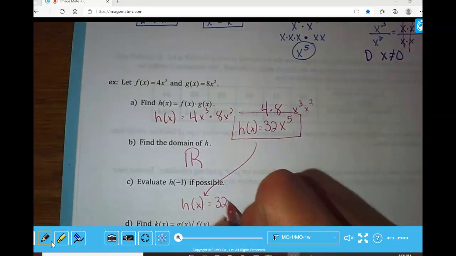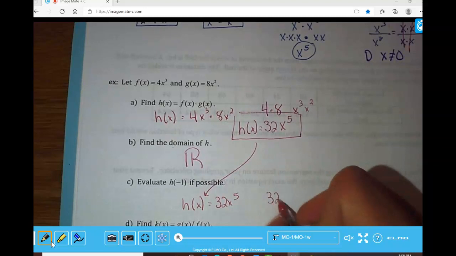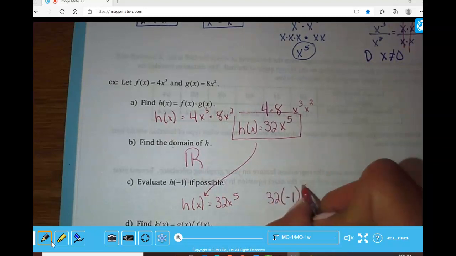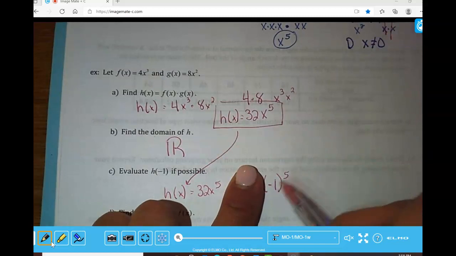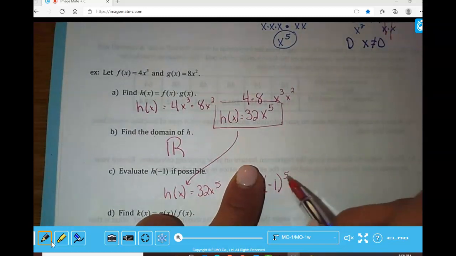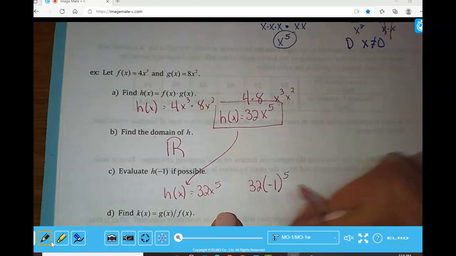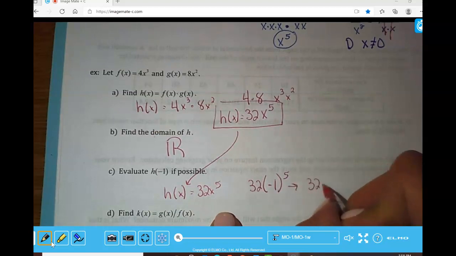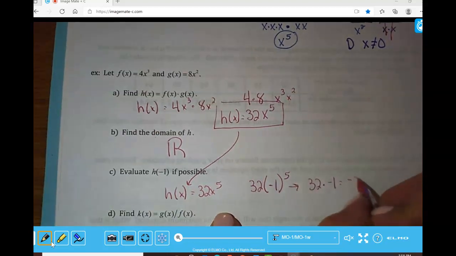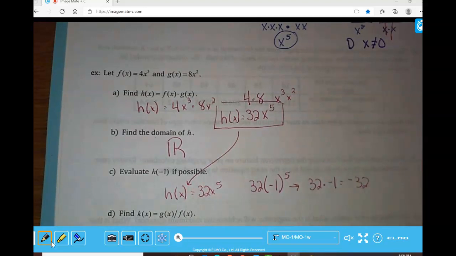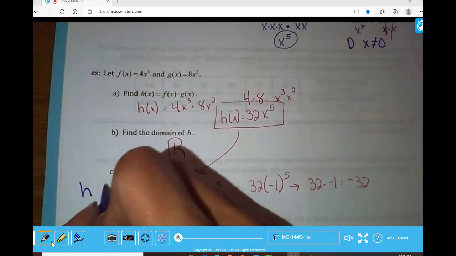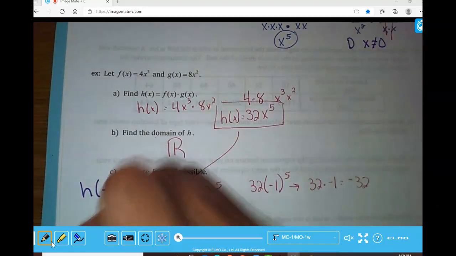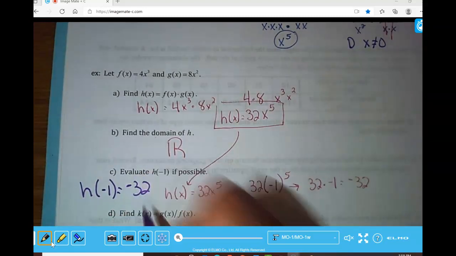So we're using this function, and I'm just going to take 32, I'm going to put -1 to the 5th power. Without a calculator, I would do my exponent first, so -1 multiplied 5 times is still -1. And then when you take that with your 32, you get -32. And so the answer to our problem, I'm going to write it in purple all the way over here, our function h, when we make that x become -1, is -32.